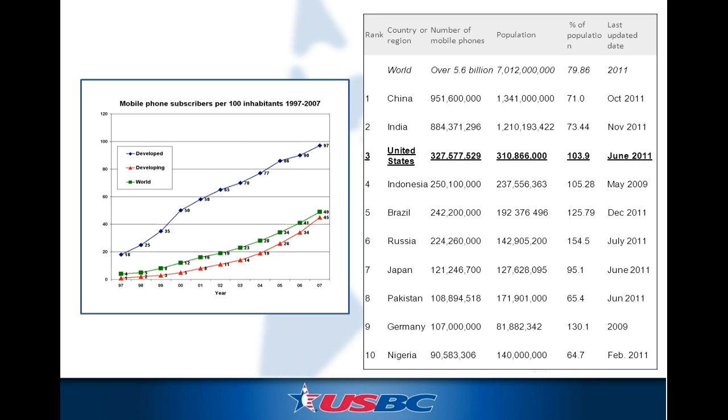Here's some interesting stats. As you can see by the graph on the left, this is per 100 inhabitants from 1997 to 2007. These are people that have cell phones. As you can tell, it's going up and up and up and up.